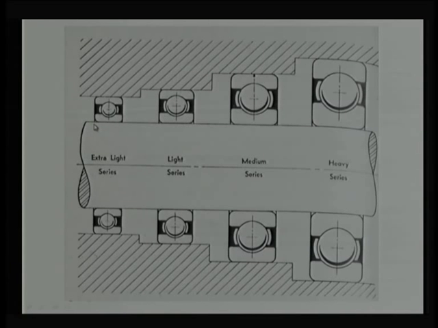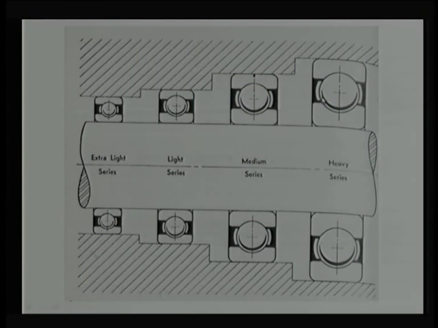For the same bore diameter, say the 05 series, the outer diameter may be different. In this case, this is the smallest outer diameter. This bearing can be used for the extra light series, then light series, medium series, and heavy series. So, we see four different outer diameters for the same bore diameter. We have a number of bearings available for the same shaft, which we require for larger load carrying capacity. Naturally, the load carrying capacity of this kind of bearing will be much larger than that of this kind of bearing.